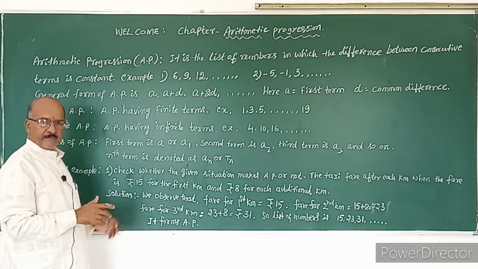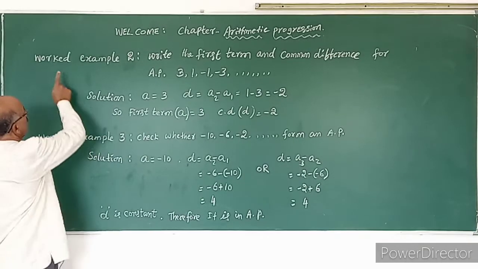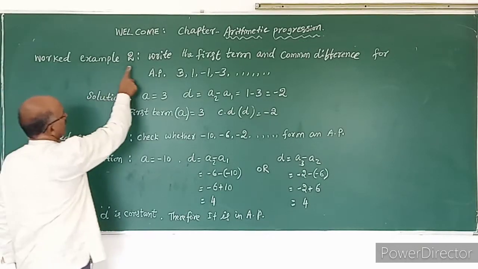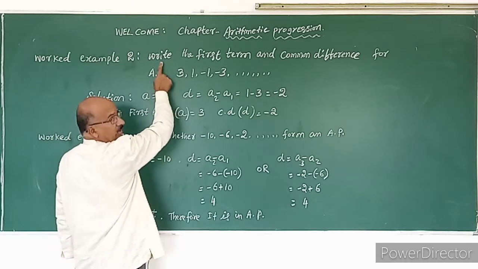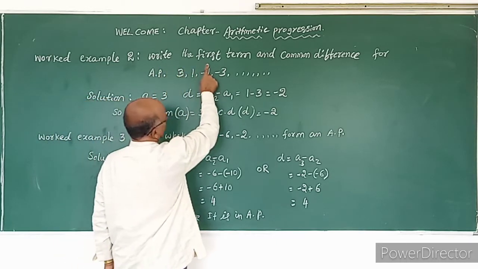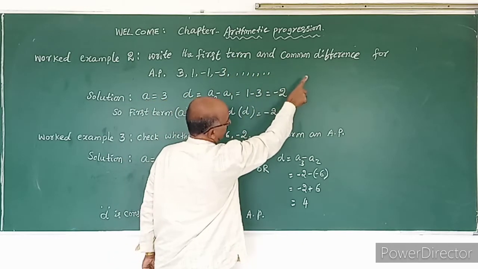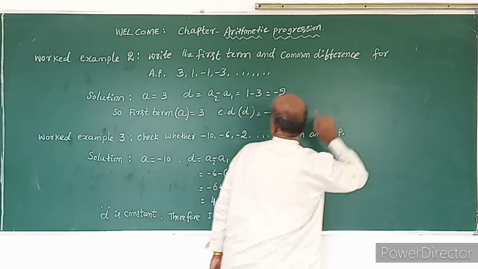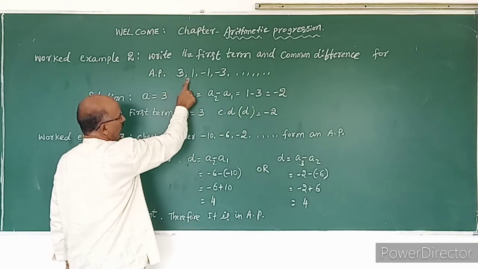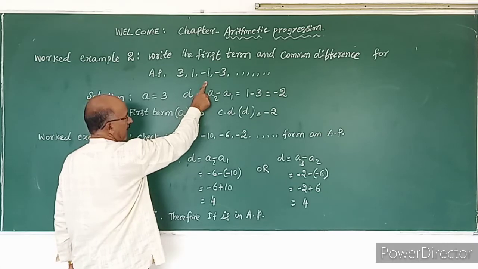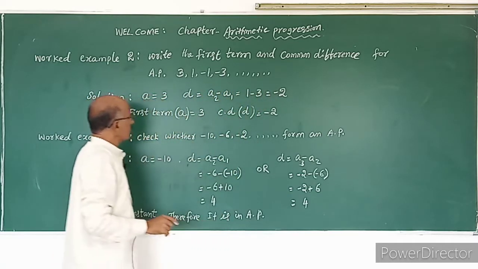Okay. Consider worked example 2. In this example, write the first term and common difference for the given AP 3, 1, -1, -3 and so on.